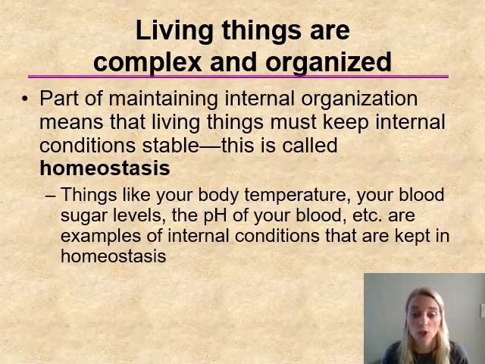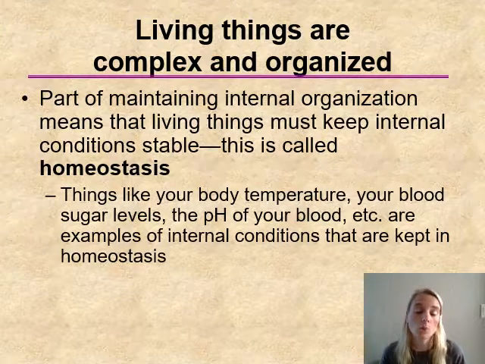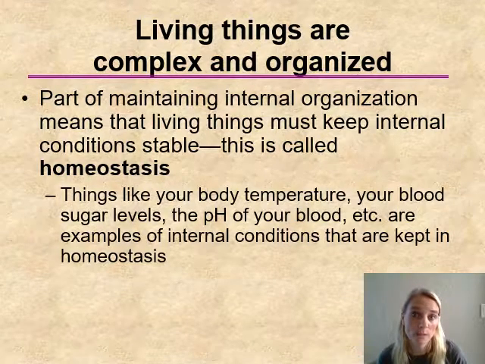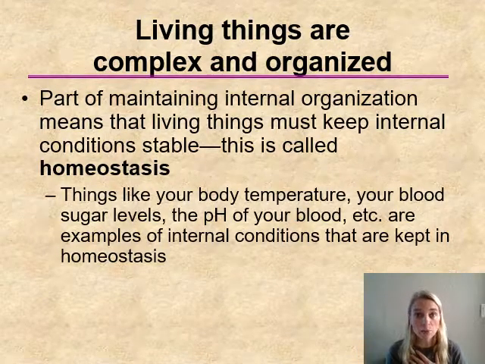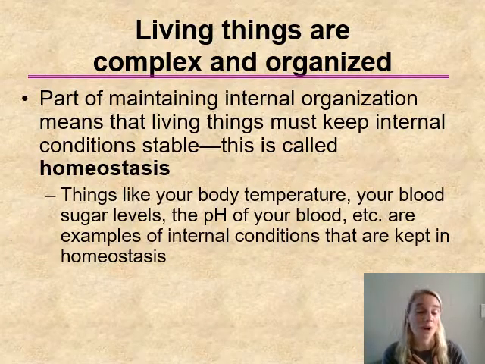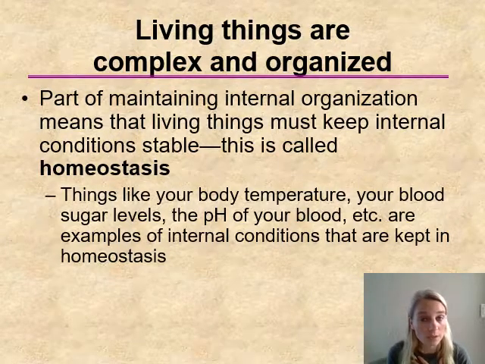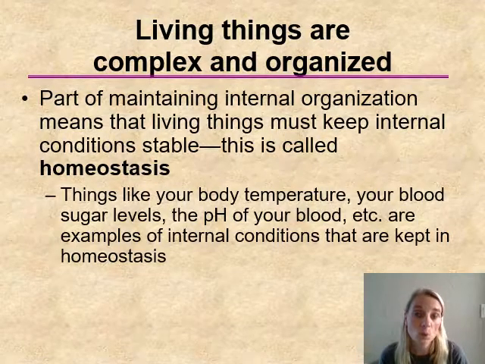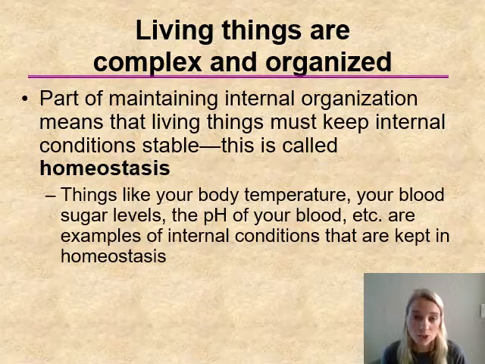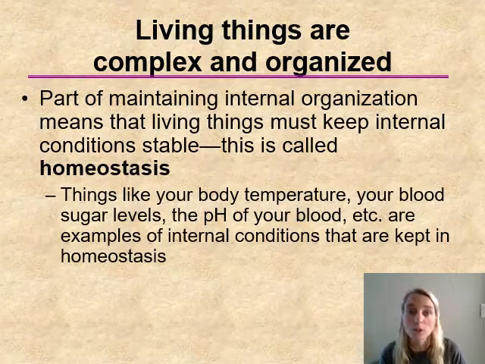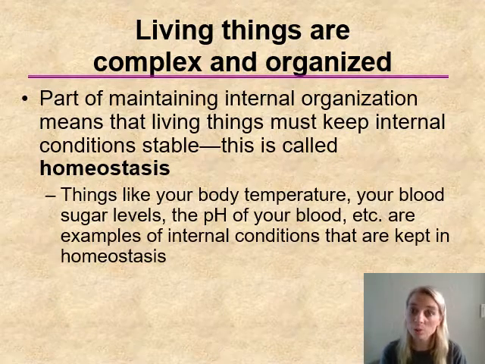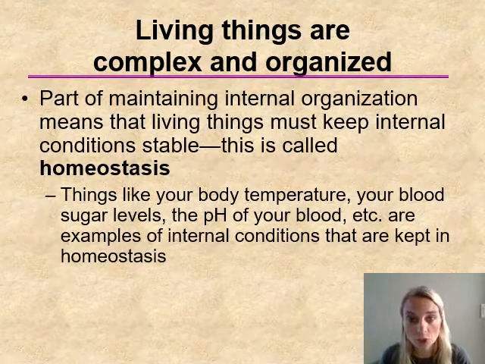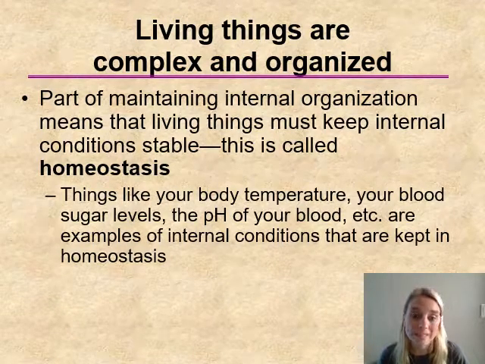So body temperature, blood sugar, pH, these are all ways that our body keeps us in homeostasis, right? So we have a normal body temperature of 98.6. Whether it's 100 degrees outside or 30 degrees outside, our body has mechanisms built into place to keep us at that normal body temperature. Our blood pH, 7.4. Our blood sugar levels, about 80 to 100 milligrams per deciliter of blood sugar. We have ways to maintain that.